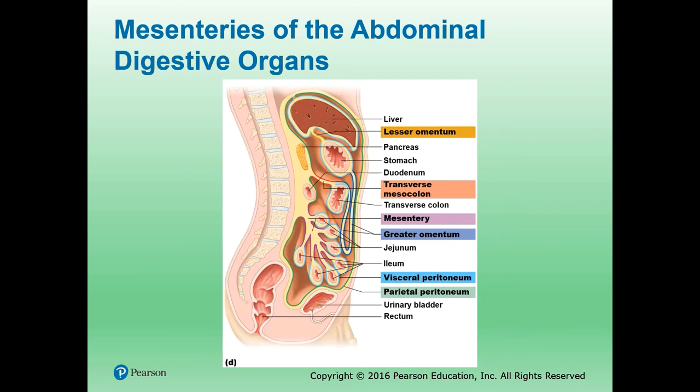And then this, once again, is just a cool picture of a sagittal view. And we can see how the mesentery connects out and goes through. But remember, that outer covering through here is our peritoneum, the parietal peritoneum. We have a visceral peritoneum that encapsulates each little area. A lot of that stuff we talked about in the last video.